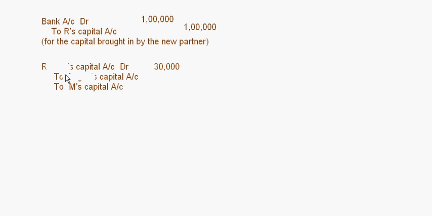Okay. So R's capital account will be debited, and G's capital account and M's capital account will be credited. The amount, as we already saw, this is 18,750, and then you have 11,250. So this is done in their sacrificing ratios, as we do in the normal cases, right? Okay. So this is how you do the questions on hidden goodwill. So with that, I come to the end of this topic on hidden goodwill. Bye.